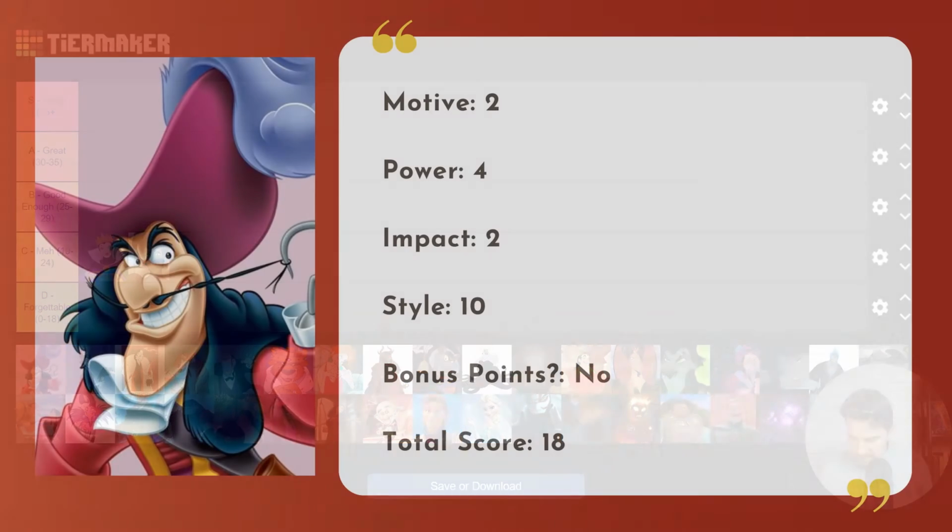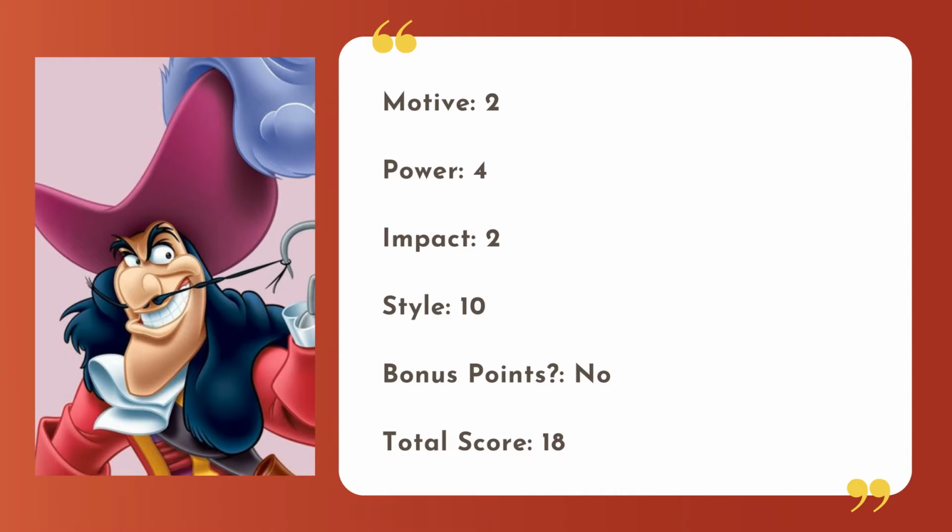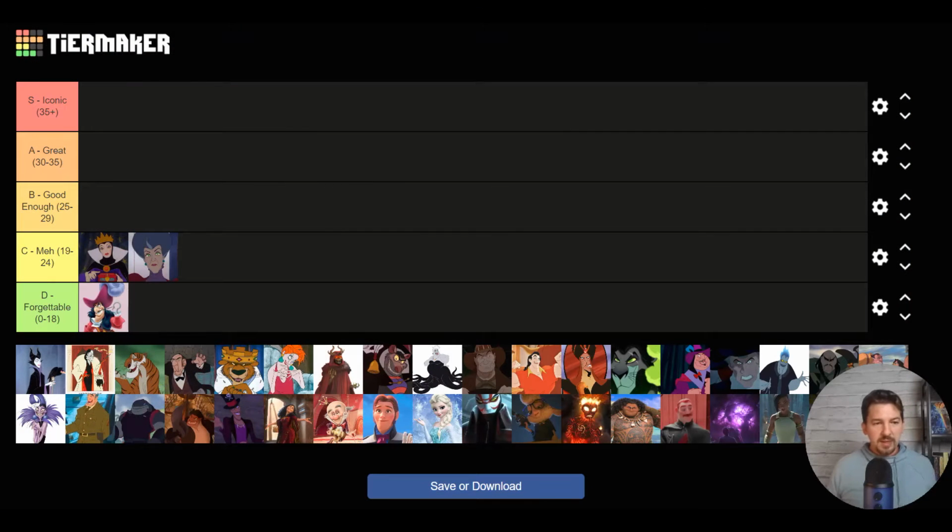So I gave Hook a 2 for motive, a 4 for power, a 2 for impact, and a 10 for style. That 10 definitely saved him, but I'm going to put him down here, and maybe the word forgettable is not exactly the right word for this tier, because obviously his style makes him very memorable, as we already talked about, but I think I explained from a narrative standpoint, purely within his role as a character in the story, what some of his shortcomings are as an antagonist character.